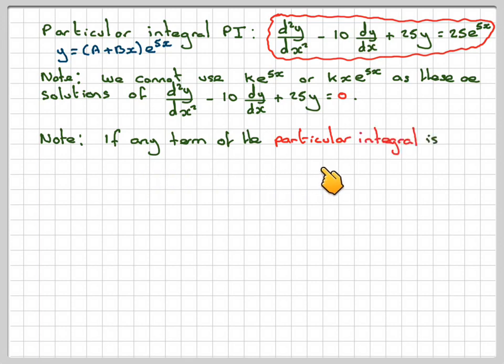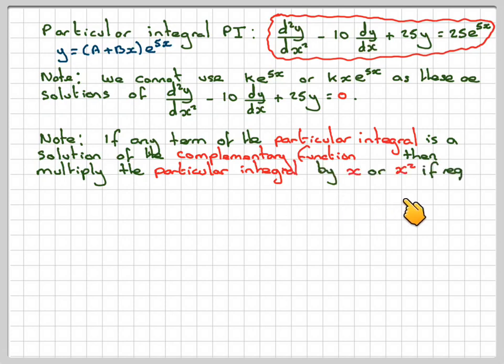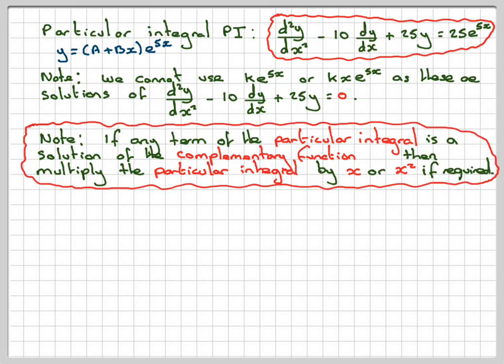So note, if any term of the particular integral is a solution of the complementary function, then multiply the particular integral by x or x squared if required. So first you try x times it, and then you try x squared times it. We've taken the basic function, that's a solution of this. Also, kx e to the 5x is a solution because we've got bx e to the 5x. Therefore, we'll take the next one. So we're going to try y is equal to kx squared e to the 5x. You just need to be wary about this when you're solving this type of differential equation.